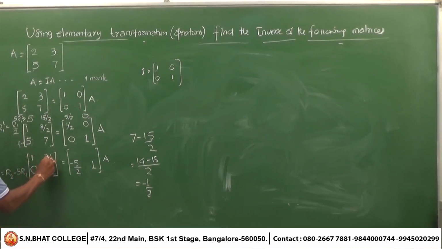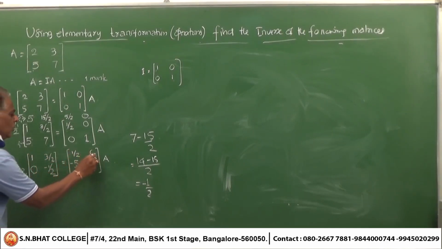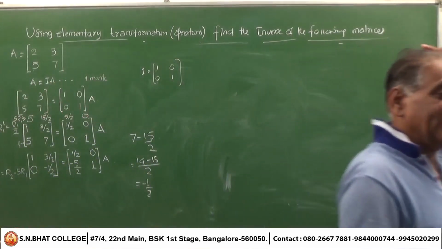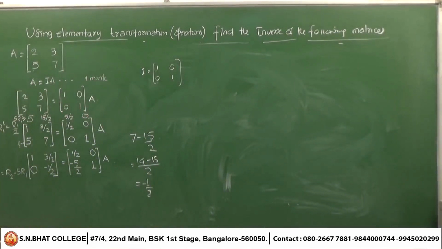1, 3 by 2, 1 by 2, 0. To make 1, use multiplication or division; to make 0, use addition or subtraction.